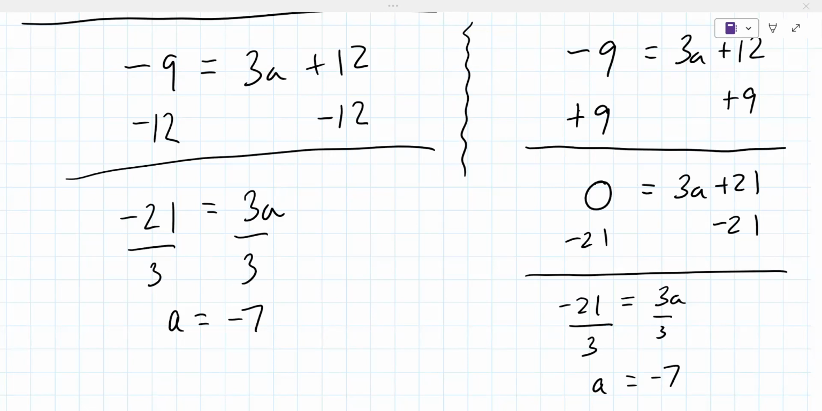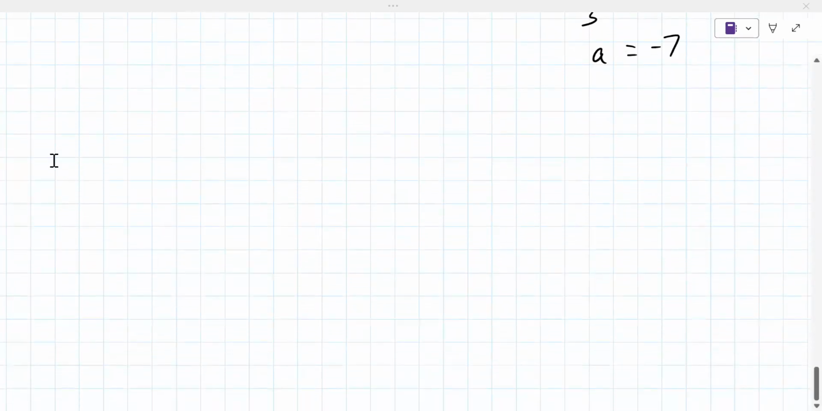I don't understand how to do it like that. So we don't want to do that. We always want to look at the side with the variable once we're down to one variable.